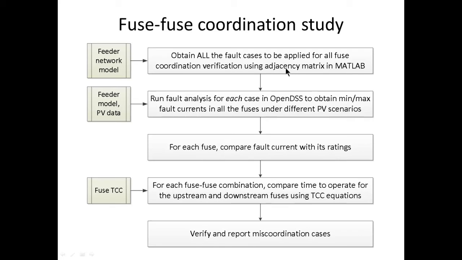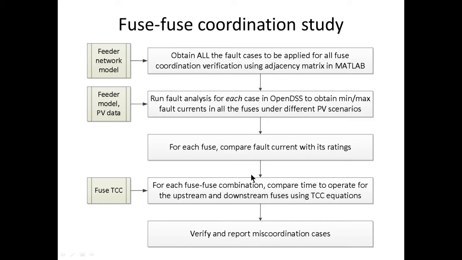So once the fault cases are determined, MATLAB commands OpenDSS to run each of those fault cases, and OpenDSS gives the minimum and maximum fault current corresponding to each scenario for different PV penetration levels. And then for each of those fault runs, we compare the fault current with the fuse rating and make sure that there is no violation of the rating.